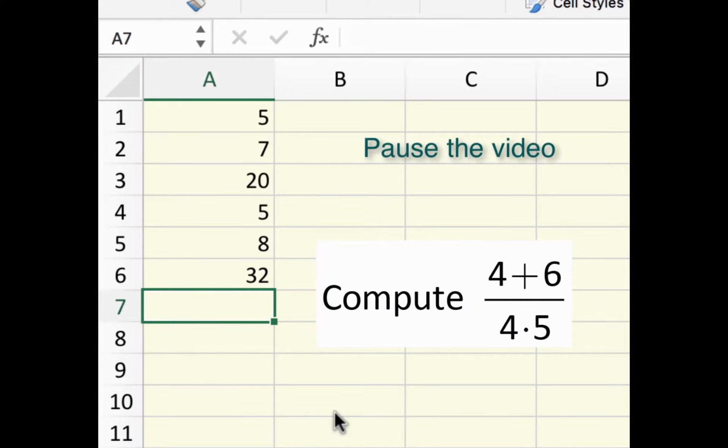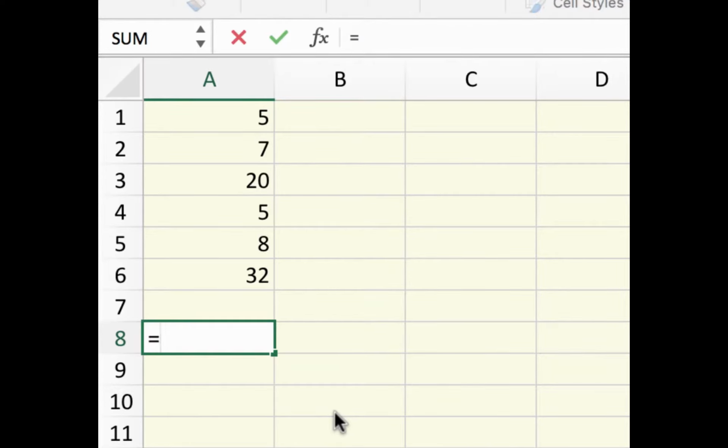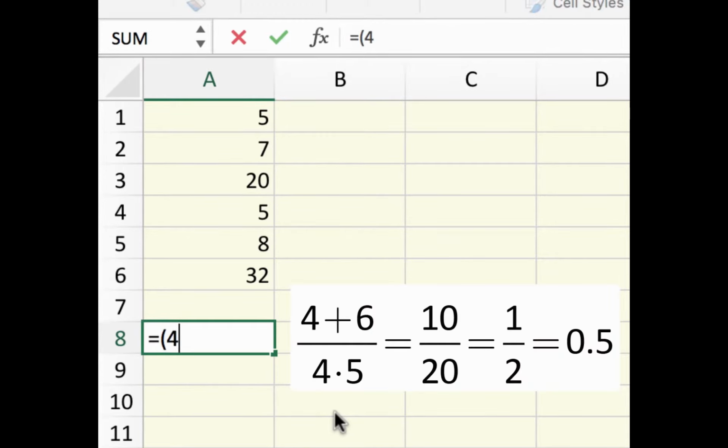So here we're going to have to use parentheses. They'd like us to pause the video and think about it, but I think what we'll need to do is type in parentheses around the 4 plus 6 and then divide by 4 times 5, possibly with parentheses also. If you have any doubts, include the parentheses. Never hurts to have too many, except it's hard to read. But if you put fewer parentheses than you need, then you can easily get a wrong answer.